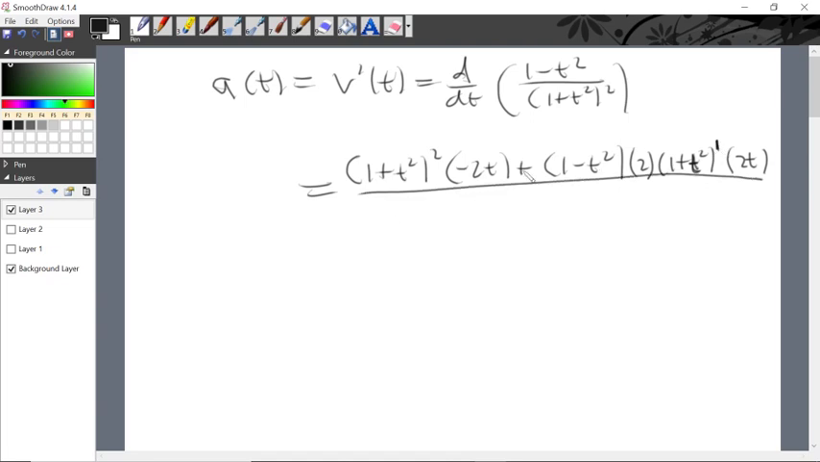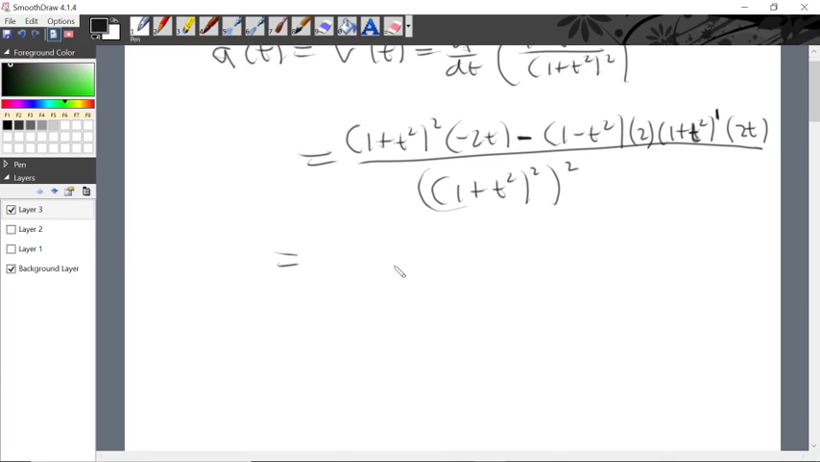So we have low d high, speaking of errors, typos, low d high minus high d low, over the lower function, which then is squared. Okay, we got some simplifying to do here, right?